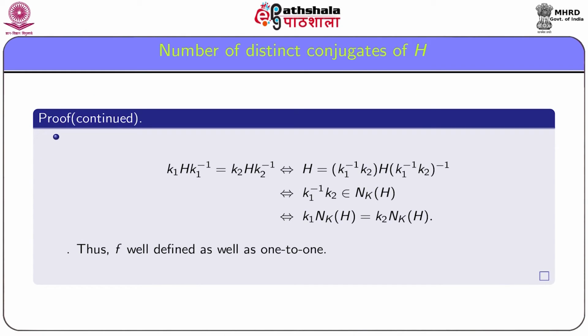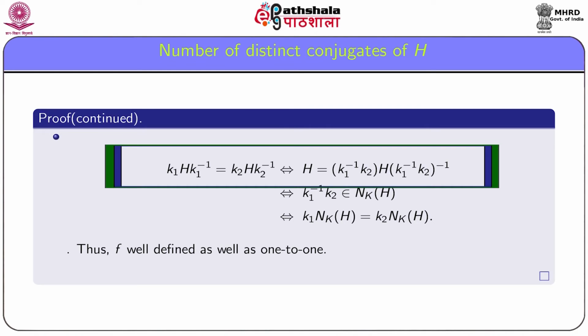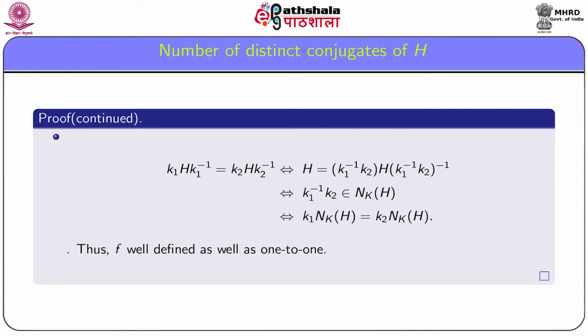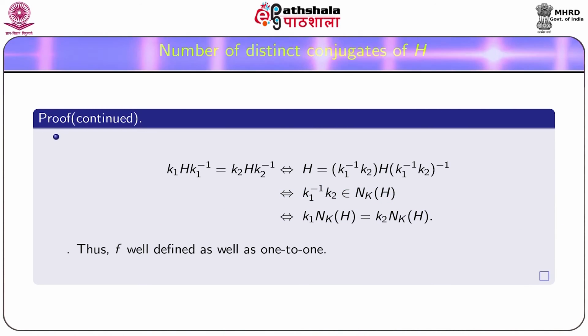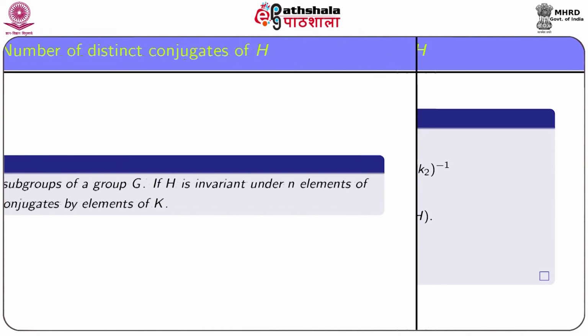For this, we have k1Hk1 inverse is equal to k2Hk2 inverse if and only if H is equal to k1 inverse k2 H (k1 inverse k2) whole inverse. This is if and only if k1 inverse k2 belongs to N_K(H). Again, this is equivalent to the fact that the left coset of k1 determined by N_K(H) is equal to the left coset of k2 determined by N_K(H). Thus, f is well defined as well as one-to-one. Also, it follows from the definition of f directly that f is onto, and hence the result follows.